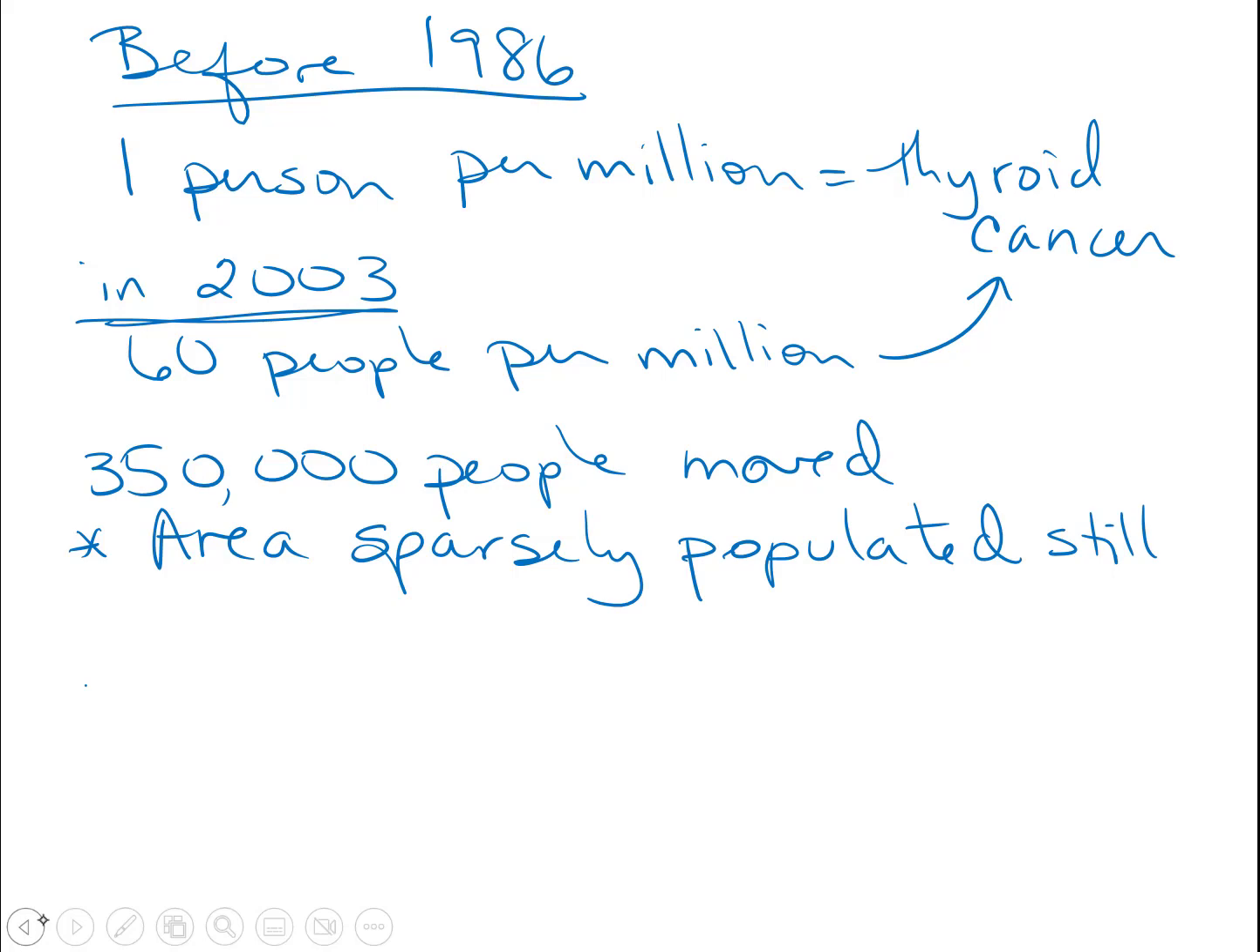So prior to 1986, about 1 per million people would get thyroid cancer. So thyroid cancer, remember, your thyroid gland is that little gland that's in the neck, and it's the only gland in your body that uses iodine. After, in 2003, they're up to about 60. So it increased thyroid cancer about 60-fold from its normal.